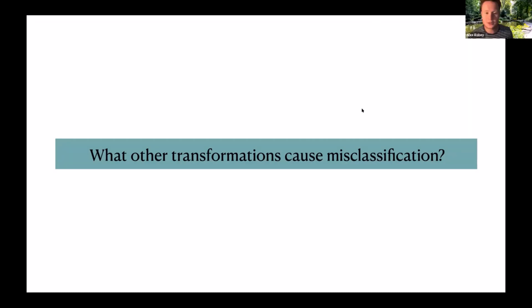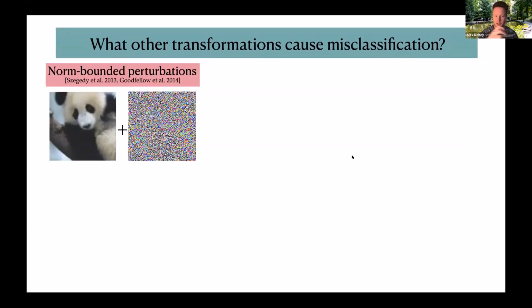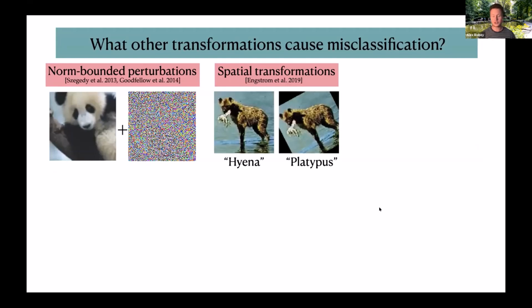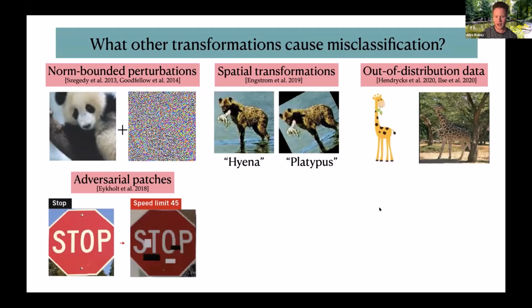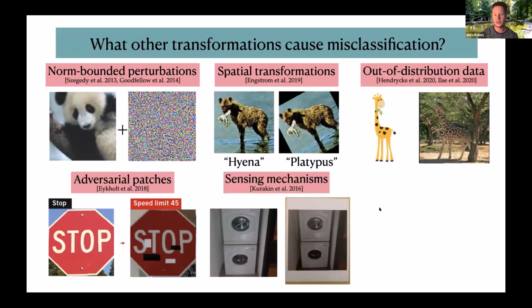Okay. So as I was saying, the natural question that you might ask is, well, what other kinds of transformations can cause misclassification? So in addition to these norm-bounded perturbations that we've been looking at, there are also spatial transformations, such as rotating or scaling an image. This has also been shown to cause misclassification. There is out-of-distribution data, where you might have data in one domain and you want to classify well in another domain. There are adversarial patches, where we add some graffiti or patches to the data that you're testing on, or the target domain. There's the sensing mechanism.